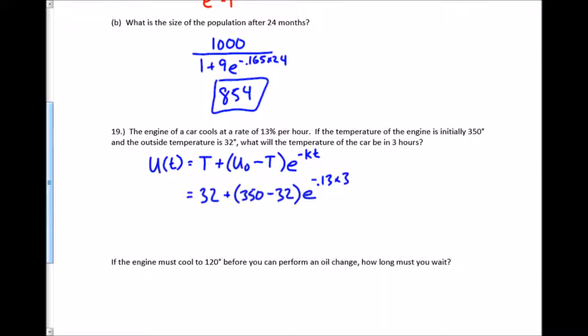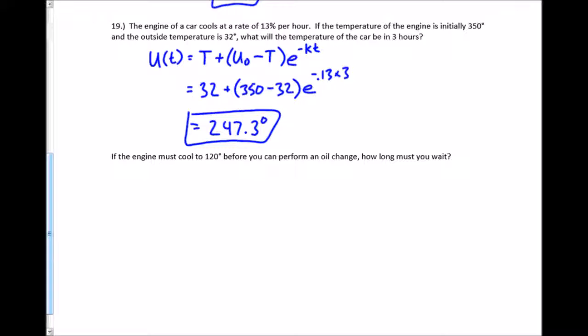So again, this is a job for my calculator, so I'm just going to plug it in here. And once again, my recommendation is to take order of operations into your own hands. So when I plug this in, I get 247.3 degrees.